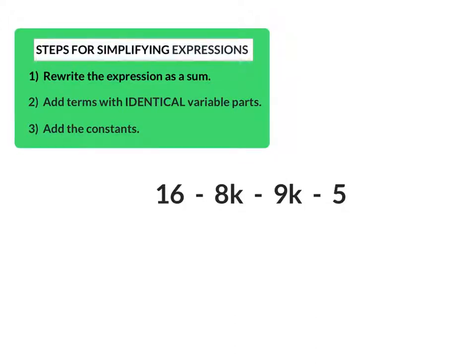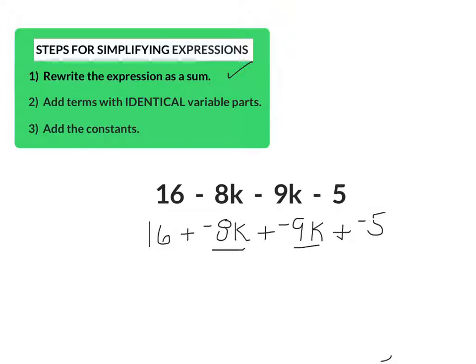In our next example, we're going to do step 1, which is rewrite the expression as a sum. So I'm going to rewrite it as 16 plus negative 8k plus negative 9k plus negative 5. I'm going to add terms with identical variable parts for step 2. The terms that have identical variable parts are the negative 8k and the negative 9k. Negative 8k plus negative 9k is negative 17k.